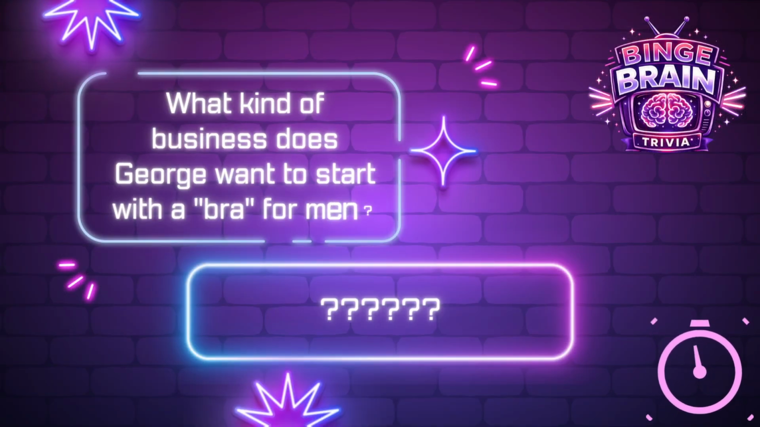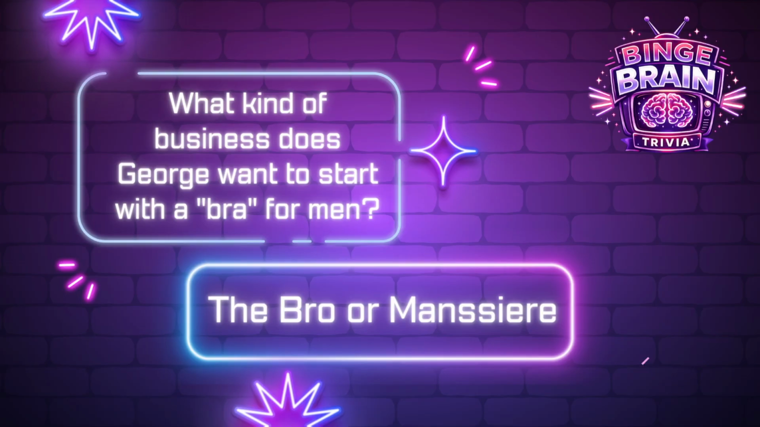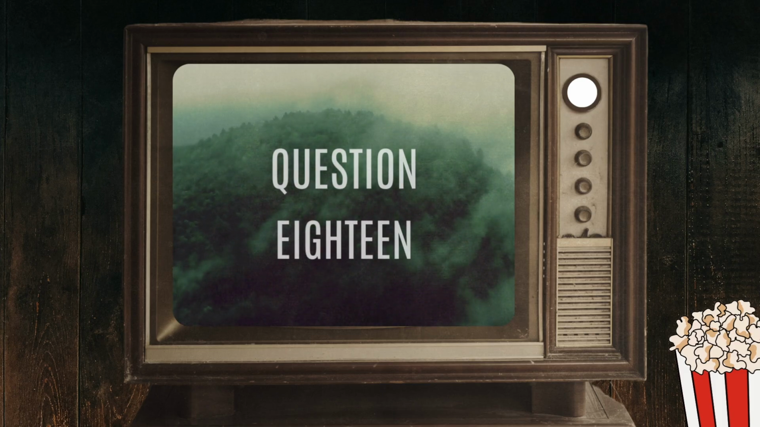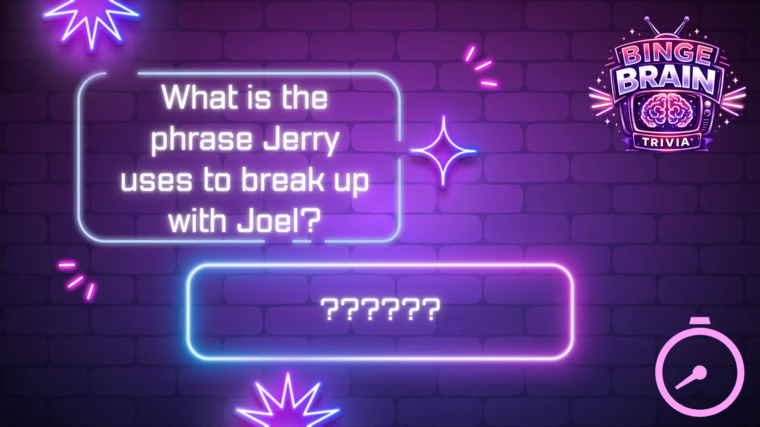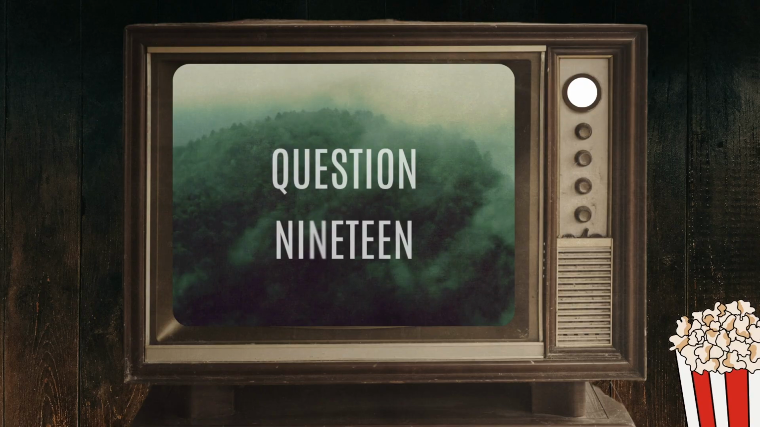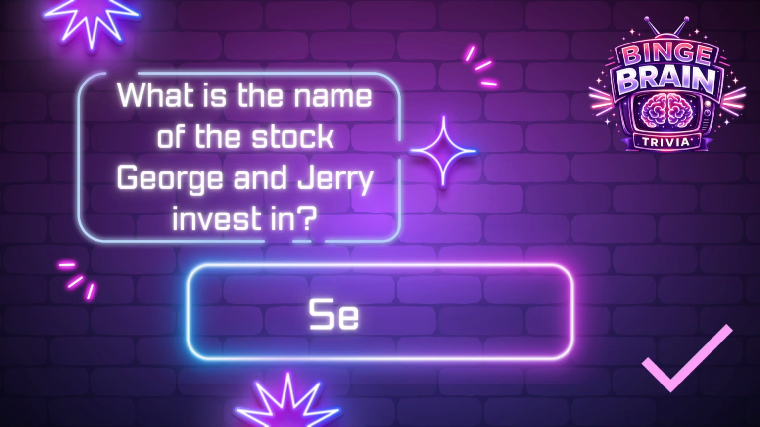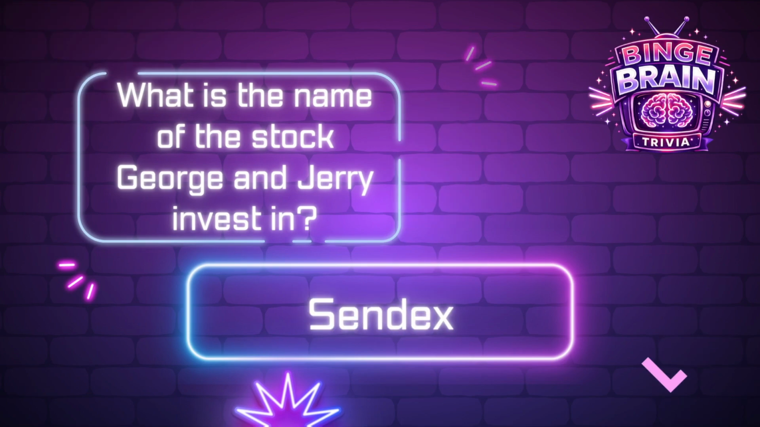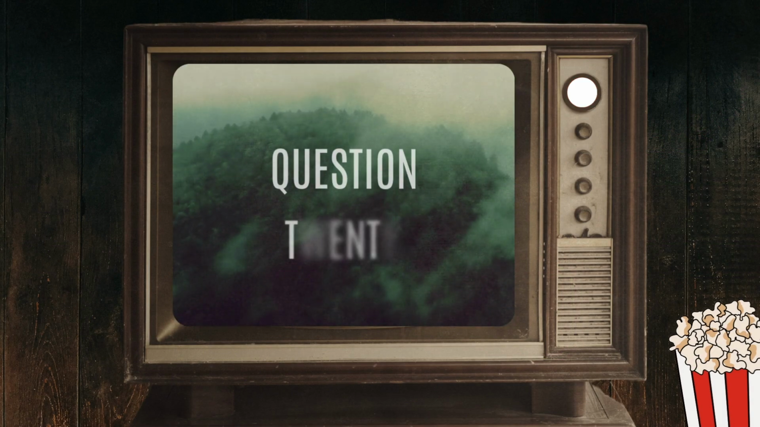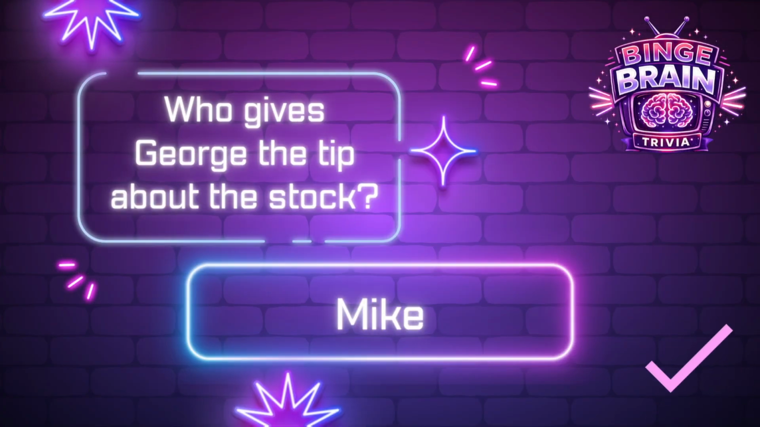What kind of business does George want to start with a bra for men? George wants to start a bra for men business called either the Bro or the Manzier. What is the phrase Jerry uses to break up with Joel? The phrase Jerry uses to break up with Joel is "It's not you, it's me." What is the name of the stock George and Jerry invest in? The name of the stock George and Jerry invest in is Sendex. Who gave George the tip about the stock? Mike gave George the tip about the stock.